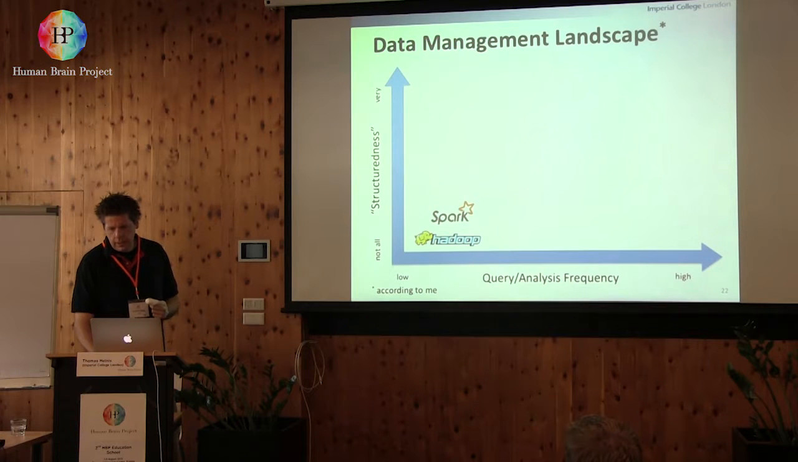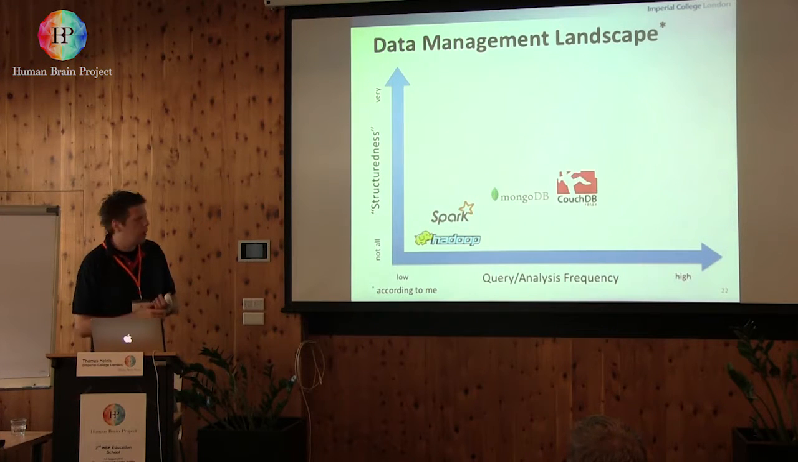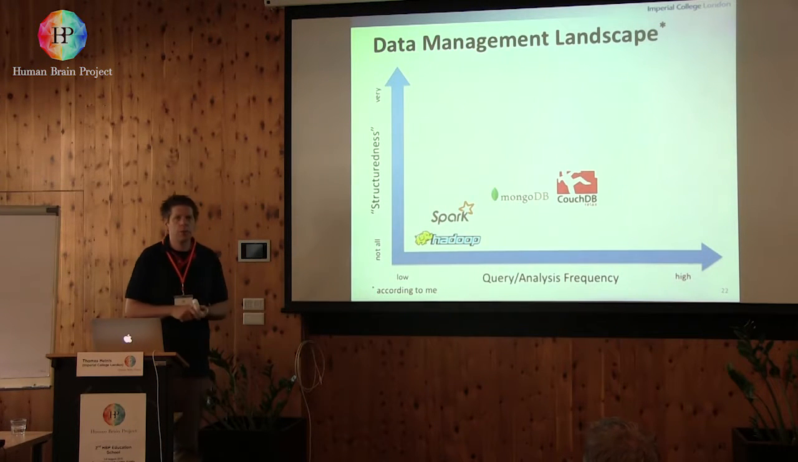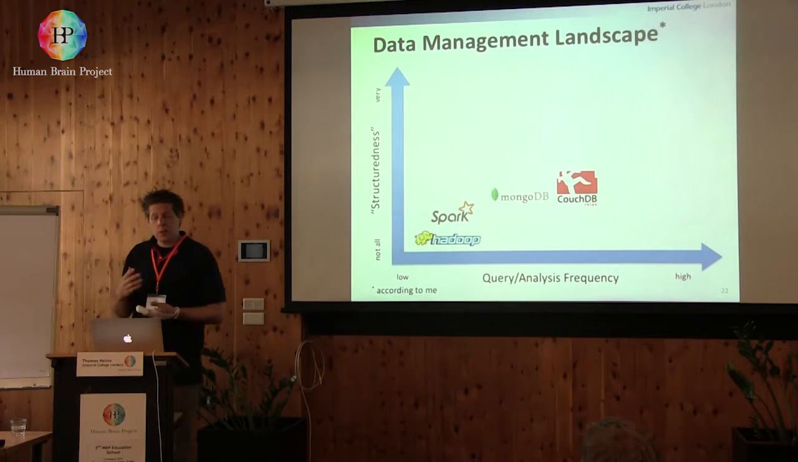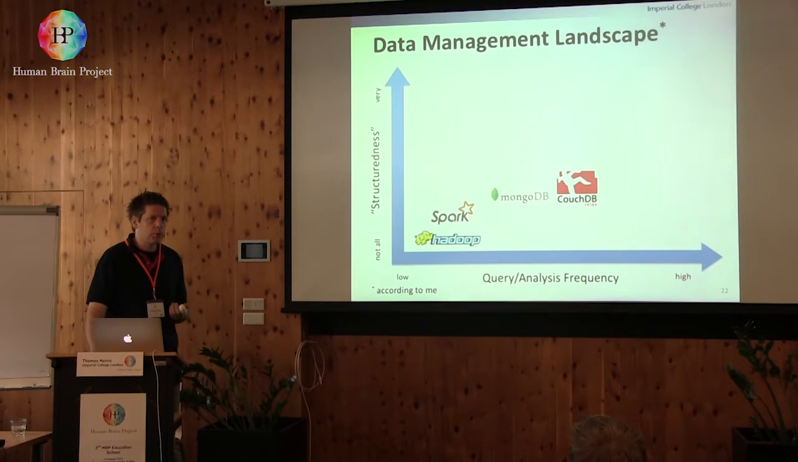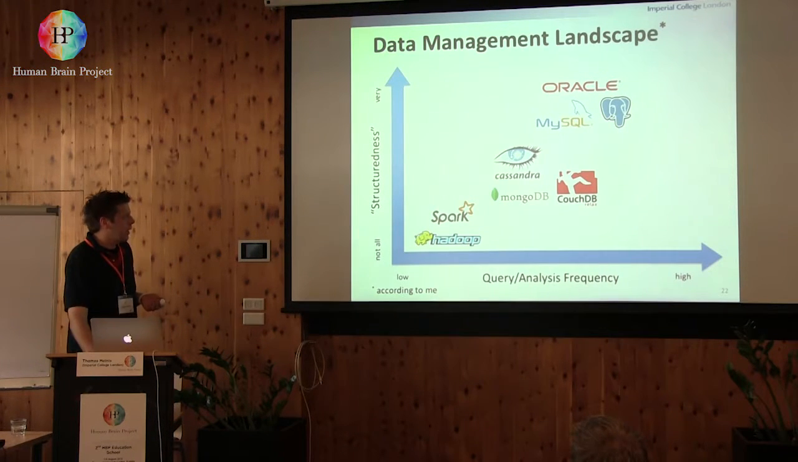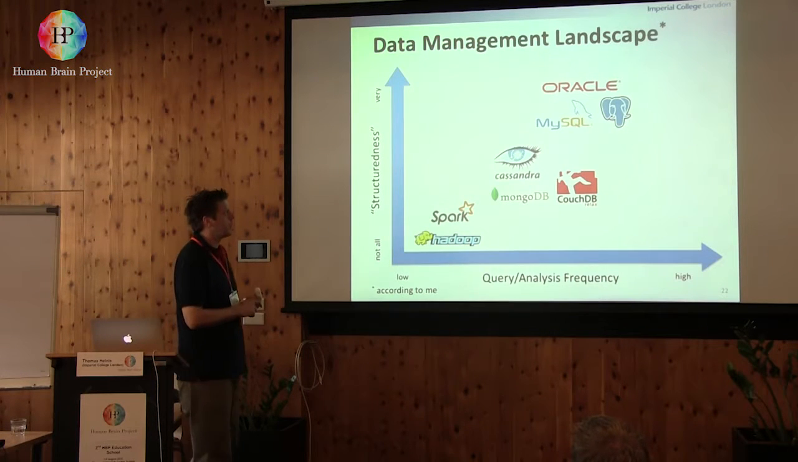Then, if you have a bit higher frequency of analysis and a bit more structure, you may want to use MongoDB or CouchDB as a document store. Really, that also depends on what your data is natively in. If it's already in XML, fairly structured, then this might be a good idea. Or you may also want to use Cassandra as a key value store. If you have a high analysis query frequency and solid structure, then you should probably go for traditional relational databases like Oracle, MySQL, or also Postgres.